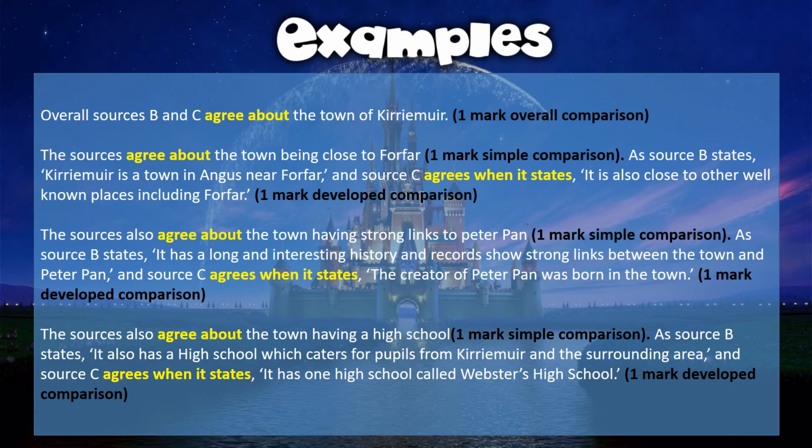However, if you want to do a third comparison, because the sources will always have 3 things that they either agree or disagree about, you've got here, the sources also agree about the town having a high school, so there's 1 mark. As source B states, it also has a high school which caters for pupils from Kirriemuir and the surrounding area, and source C agrees when it states it has one high school called Webster's High School.